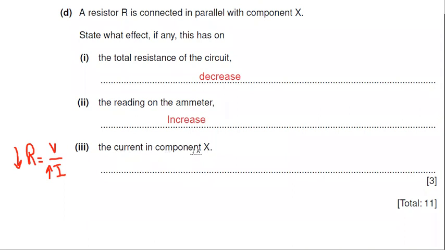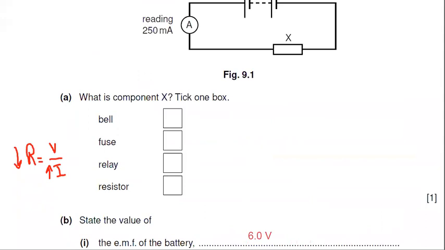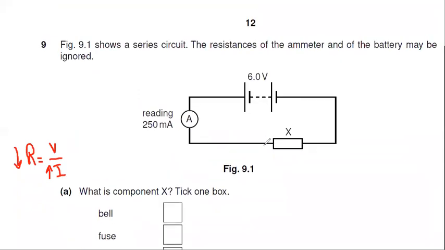What about the current in component X? This is a tricky question. Here we said that we will connect another resistance R to this circuit. So what will happen? The current coming out of here will decrease, it will not be 250, and it will be divided, part to the X and part to the R. So here it will have I1 and I2.